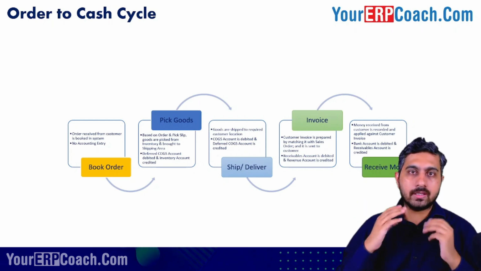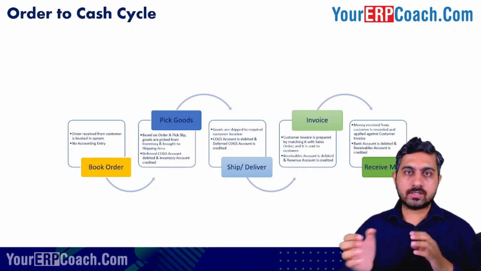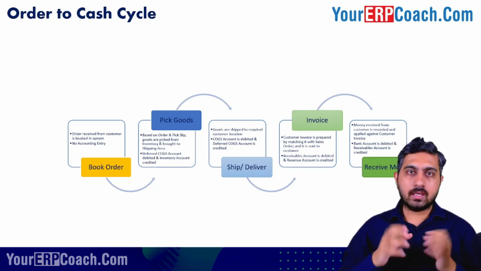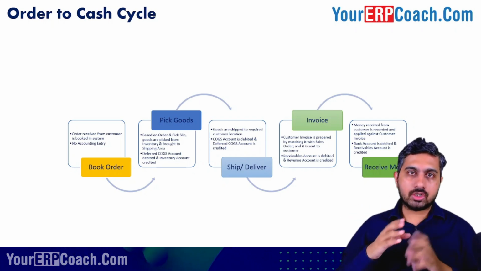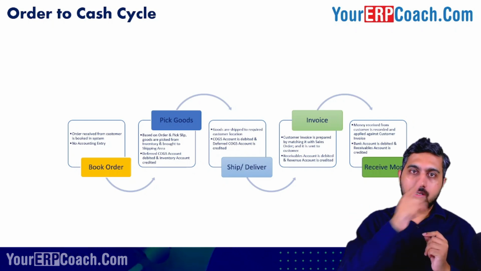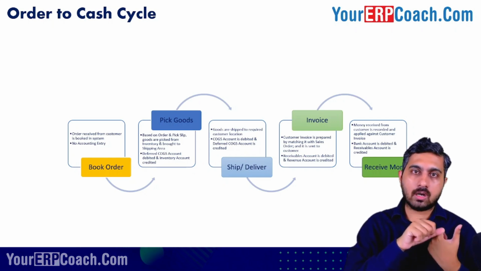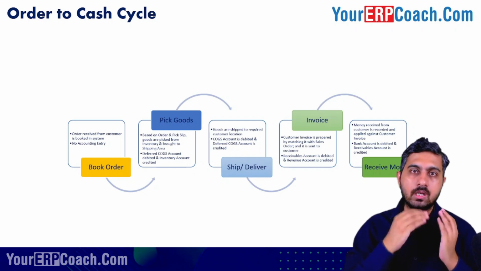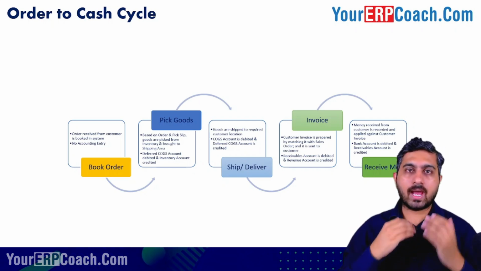Moving ahead, the next step in the O2C cycle is shipping or delivering of the goods that you have got at the staging area. So you will do the required packing and then you will ship or deliver these particular goods. Now at this stage, the deferred cost of goods sold account, which was debited in the earlier accounting entry or in the earlier process step of the O2C cycle, will now be credited and your cost of goods sold account will actually be debited.